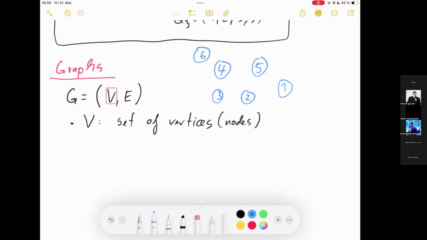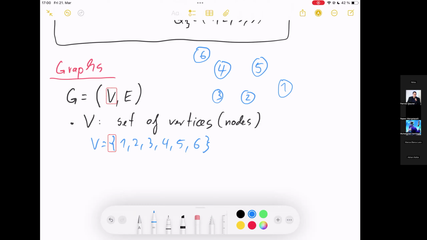So if V is the set, what would V be for this graph? It would be just a set of these nodes, which are just integers 1, 2, 3, 4, 5, and 6. So it's a set because for the set of vertices, the order of the vertices doesn't matter because it's just vertices. And how we position them geographically in this example does not matter.